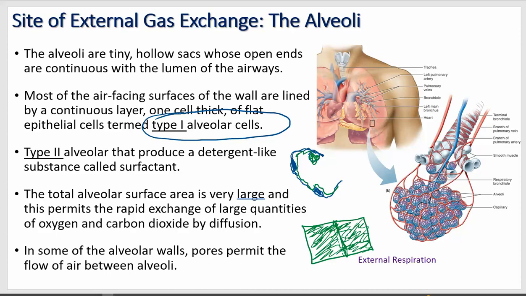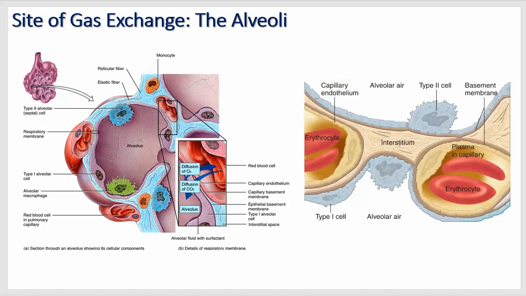All right, so in some of the alveolar walls, pores permit the flow of air between alveoli. Like what we saw with the heart, with sharing depolarizations, this is saying, I can share some of the air with everybody. So we have air moving throughout, and then we have all of those capillaries trying to get oxygenated. So this is what we're talking about.